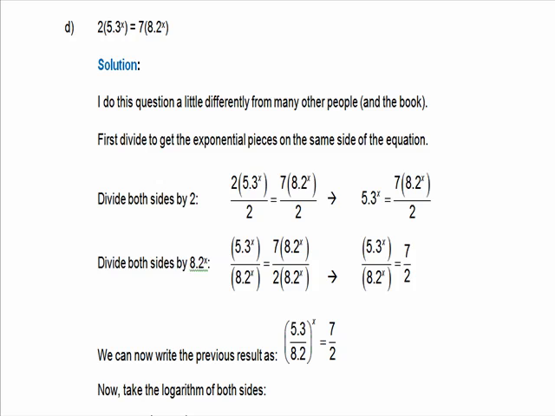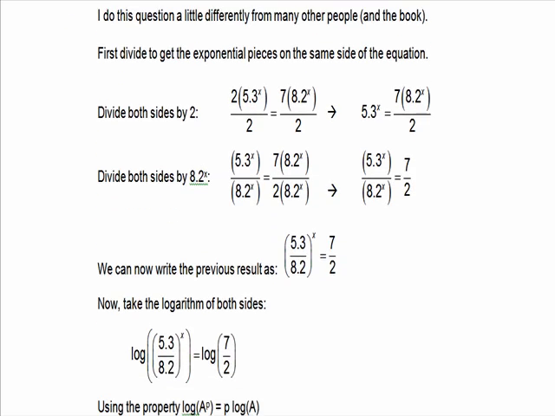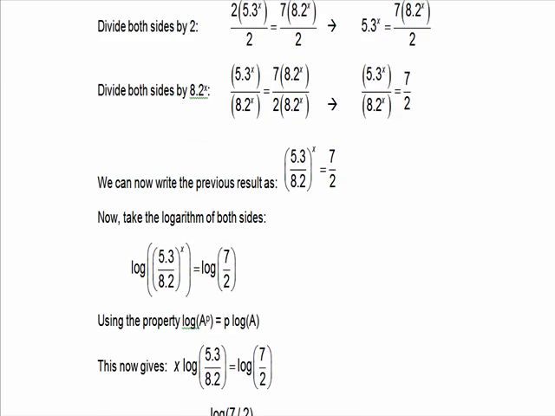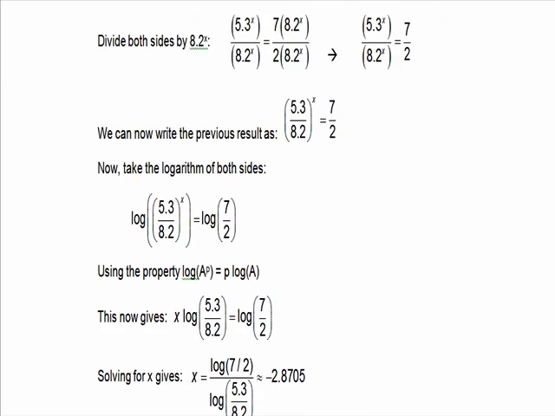Now I'm going to use a rule from my previous exponent rules back from previous algebra classes. Remember, when I have both the numerator and the denominator raised to the x, I can bring out the x. And so doing that, I'd have 5.3 divided by 8.2 all raised to the x equals 7/2. Now I'm going to take the log of both sides. When I take the log of both sides, I'll have log of the quantity 5.3 over 8.2 all to the x equals the log of 7/2.